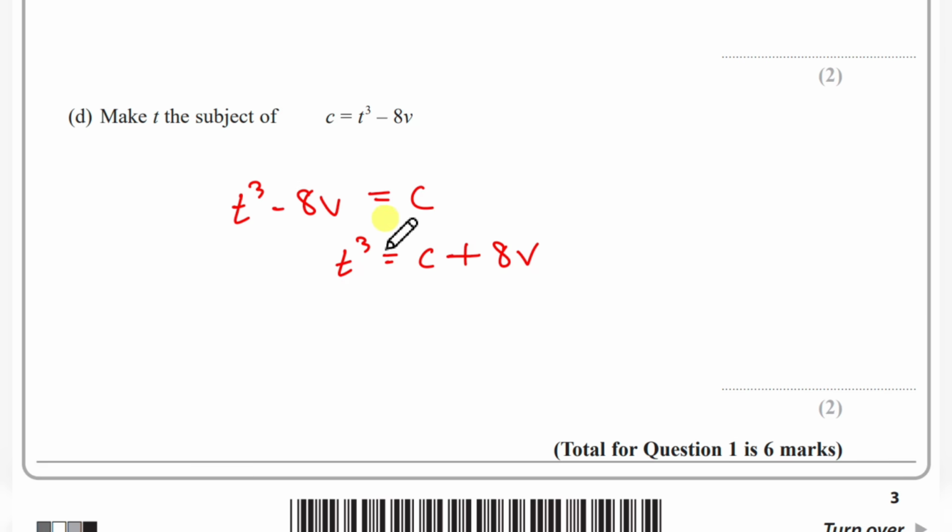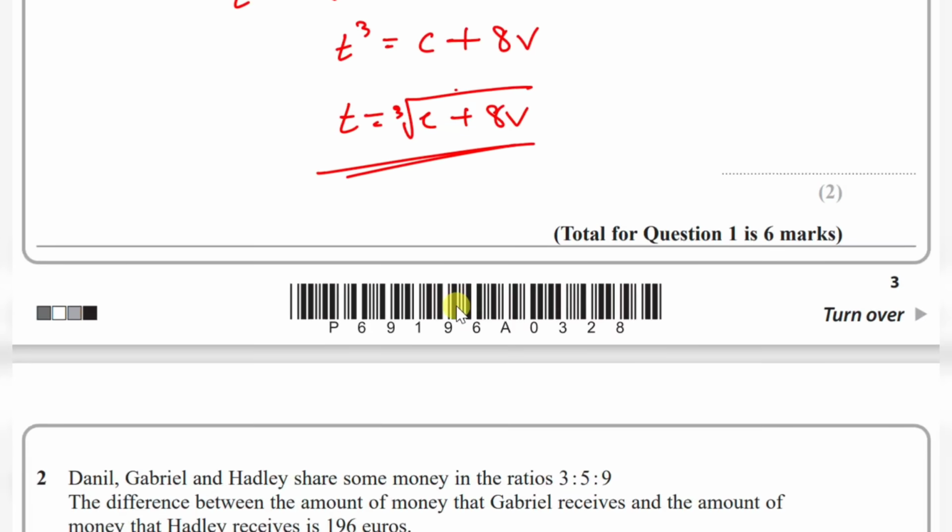Now to get rid of this power 3, you do the opposite. So the opposite of cubing is cube rooting. So that means t is going to equal all of that on the right hand side to the cube root. And cube root, you put a little 3 there, yeah? And that's it. That's D done.